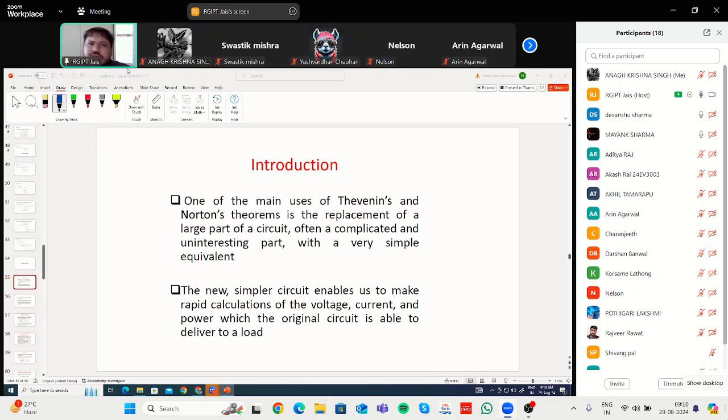What is the use? Why do you use Thevenin's and Norton's? I gave you an example yesterday that let us say there is a house wiring system. There is a complex house wiring. That means the electricity is coming from the distribution unit to your house, and in the house, let us say, you have bought a new appliance. That appliance may be like an air conditioner, AC.